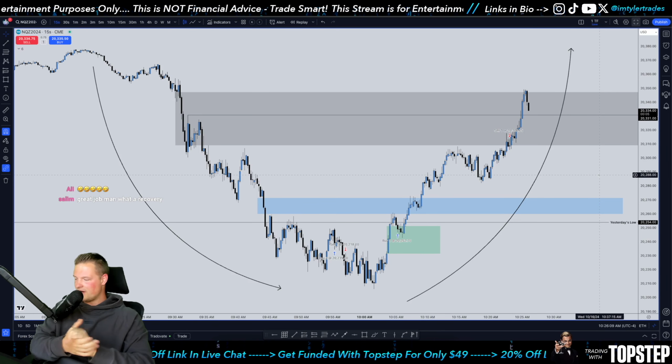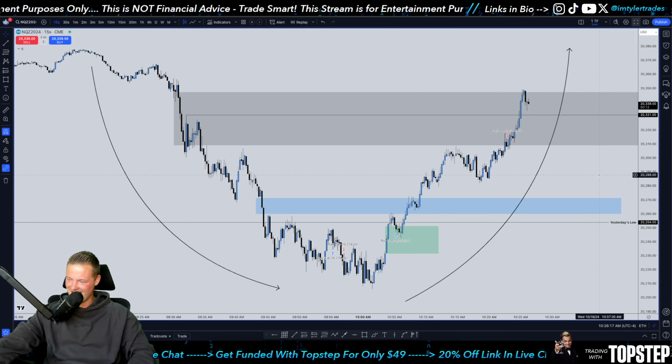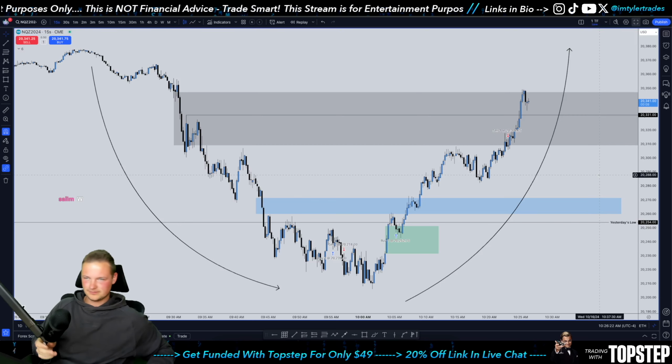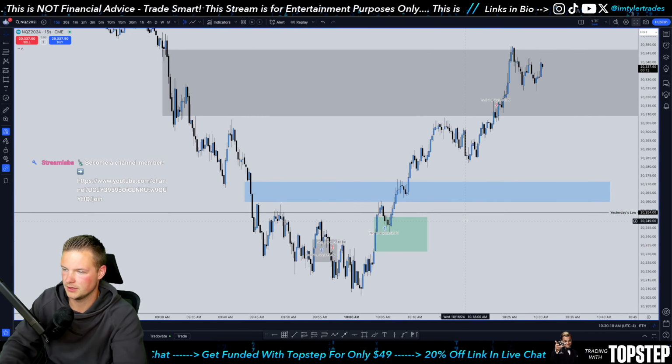If you made any money today trading against the trend, like the stream, boys and girls. And as for me, I like the stock. New entry inside this fair value gap here.